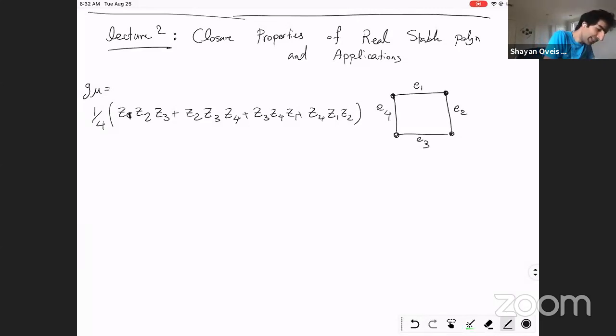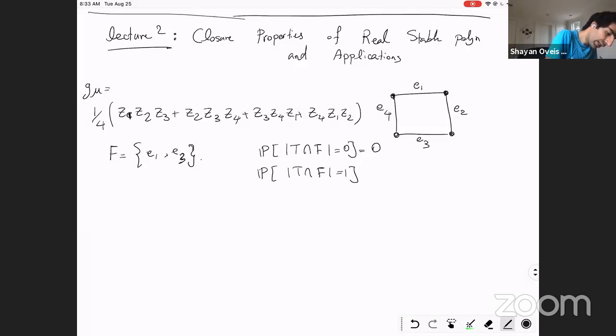Last lecture I said, let's pick some set F. Let's say my set F of edges is E1 and E3, and I want to look at the distribution, basically project mu onto F. The probability that a tree sampled from mu intersected with F has size 0 is 0. You always get at least one edge in F. The probability that it is equal to 1 is 1/2. There are 2 cases where you get exactly one edge in F, and in the other 2 cases, you get exactly 2 edges. So the probability that T intersection F equals 2 is 1/2. And it cannot be bigger than 2.